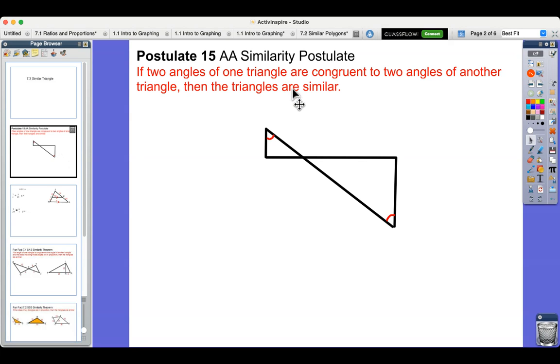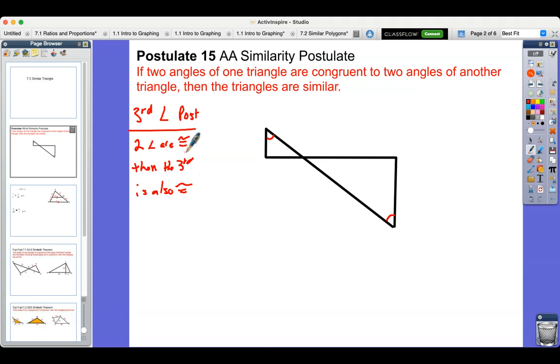It's called the AA similarity postulate. This is just saying that if I know for sure two angles are congruent from one triangle to the other triangle, then they are similar. This goes back to some background knowledge. I think back in chapter 3, maybe 4, we talked about the third angle postulate, or maybe it was the third angle theorem. It says that if two angles are congruent, then the third angle is also congruent.